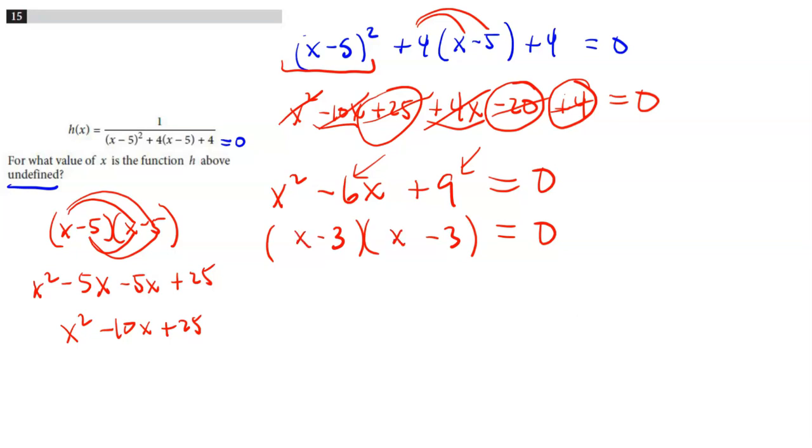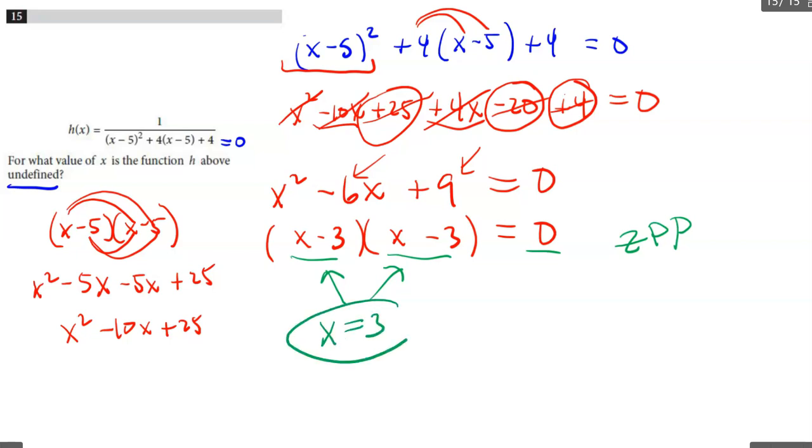So now I have something times something equals 0. I can use what's called the zero product property. Sometimes I call it ZPP. But if something times something equals 0, one of you guys equals 0. And in both situations, regardless of which one, it looks like x equals 3 would make either of those 0. So the correct answer here to this problem is 3.